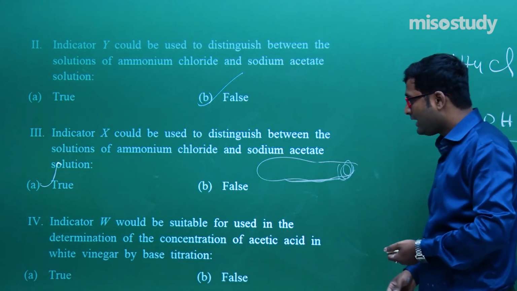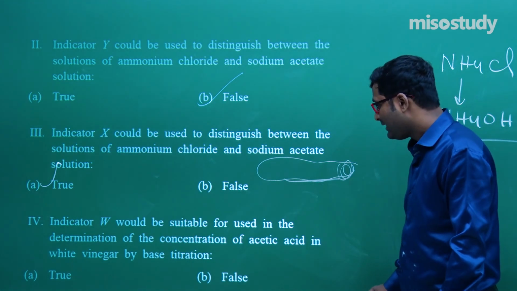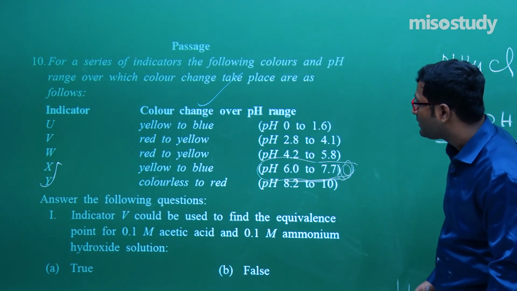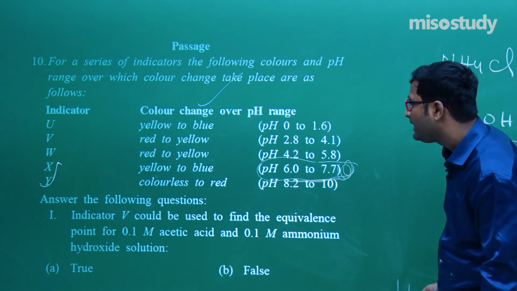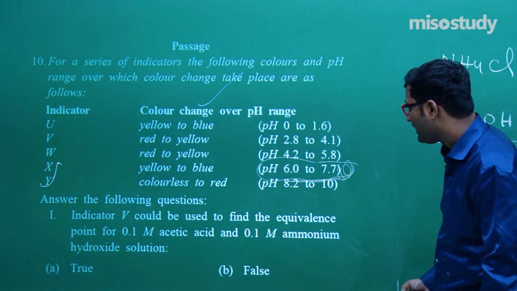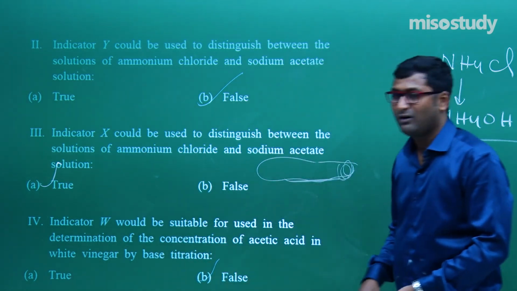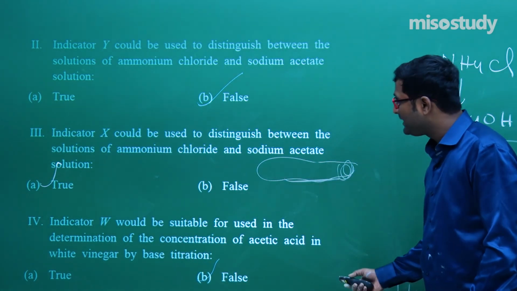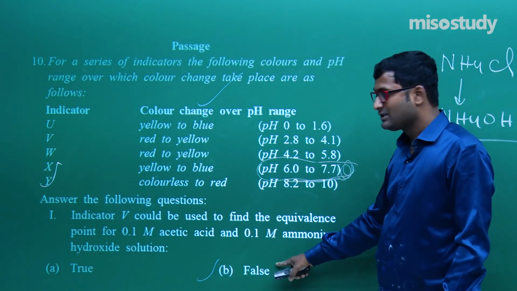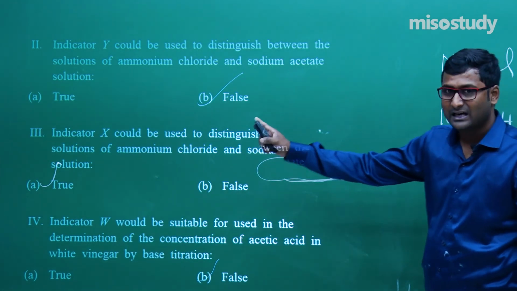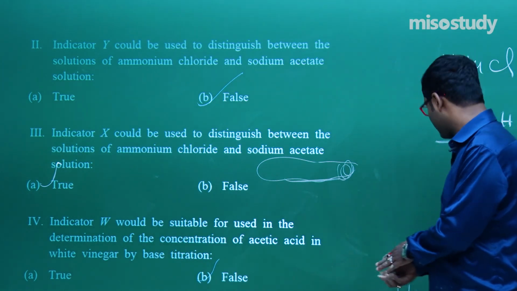And now for the last, indicator W would be suitable for use in the determination of the concentration of acetic acid in white vinegar. What is W? Find out the value: pH 4.2 to 5.8, W, red to yellow, but in this case it is vinegar titrated by base. So this one is also a false statement. Clear? This is the complete indicator analysis. Check it out, UVW, yellow to blue, pH, and false statements. Again here a false statement, that one is true, and this one is a false statement. Clear? I think now you can easily solve such kinds of questions.